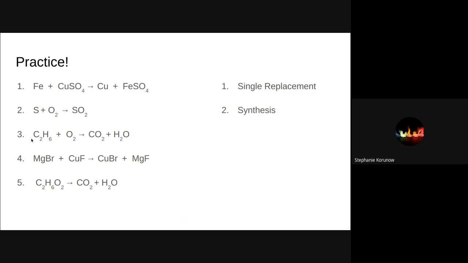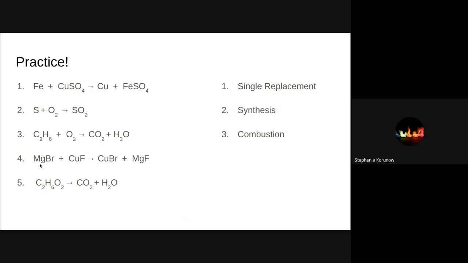Okay, so number 3, we have C2H6 plus O2 produces CO2 and H2O. Now, if we look at this, sometimes people think this will be a single or a double replacement reaction because we see two things on both sides, but we have to look really close. We have something with carbon and hydrogen plus O2 makes CO2 and H2O. So if we look at this setup, this is our carbon fuel reacting with oxygen in the air, making CO2 and H2O. So that's gotta be a combustion reaction.